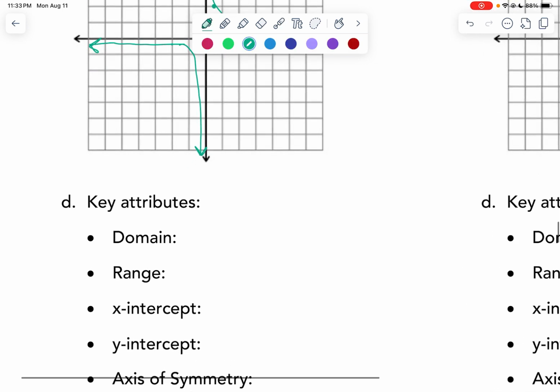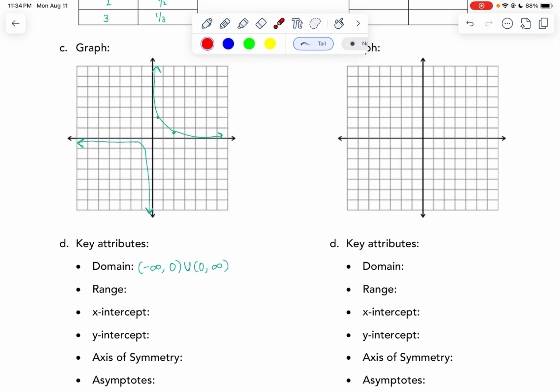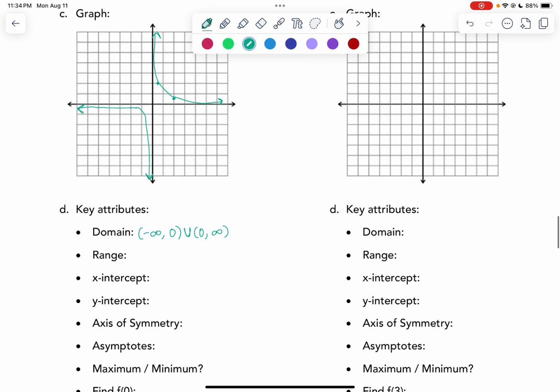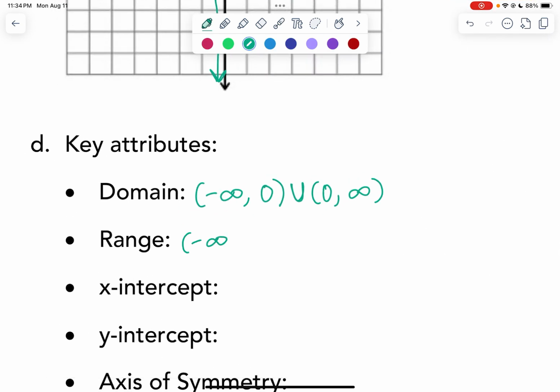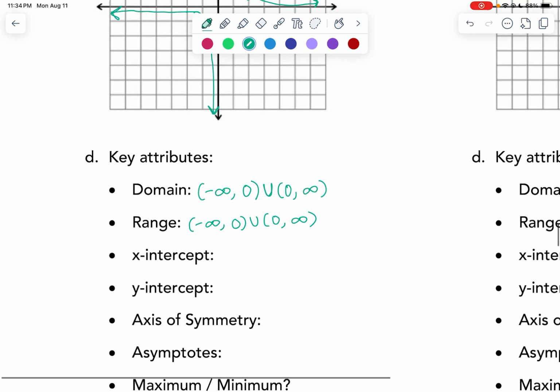So my domain would be from negative infinity, approaching 0. So I'm going to use a parenthesis and not a bracket because it can't equal 0. And then that U for union, it's going to pick up on the other side and go from 0 to infinity. Now our range is bottom to top, and it's going to do the same thing. It's going to get close to 0 from the bottom to the top, but you can see it's not actually going to cross through. So it's going to be the same as our domain. Negative infinity approaching 0, but not actually 0, and then I'm going to go over it and go up to positive infinity.